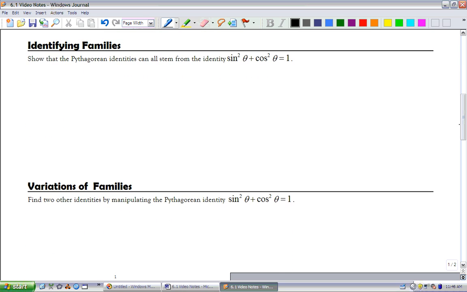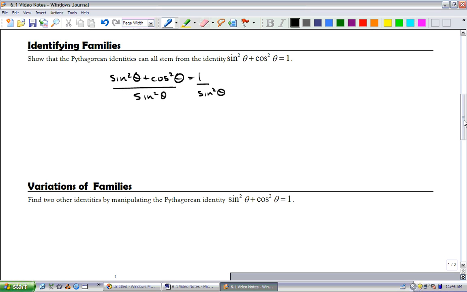All right, so let's go ahead and use these. Identifying families. Show that the Pythagorean identities can all stem from the identity sine squared plus cosine squared equals 1. Okay, well, we're going to do that real quick here. Just takes a second. And this is more to help you not have to really memorize a bunch of these. You can kind of figure them out. So what I'm going to do real quick here is I'm going to show that this one can lead to another one of the fundamental identities by dividing both sides by sine squared theta.